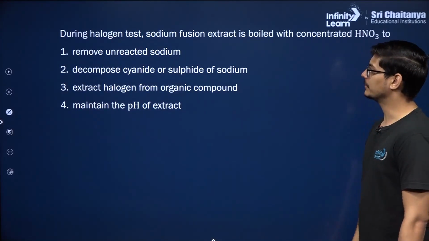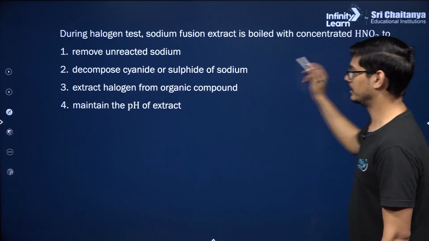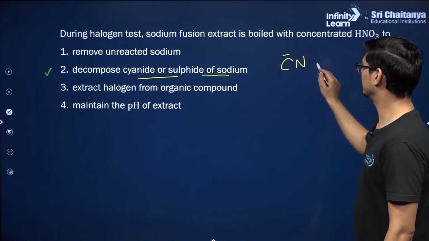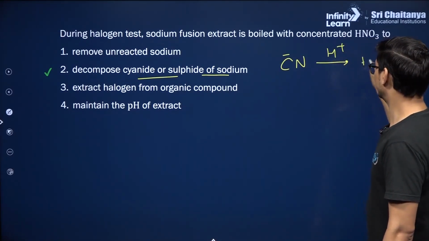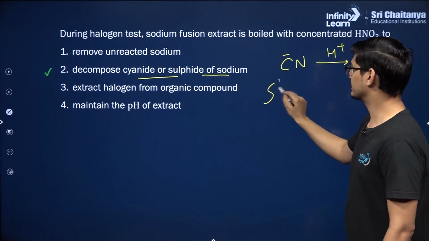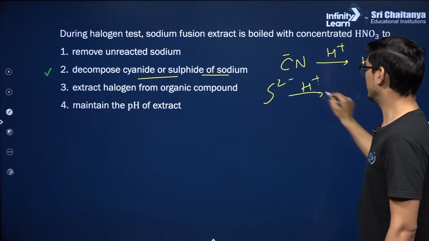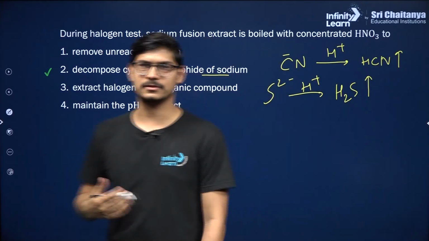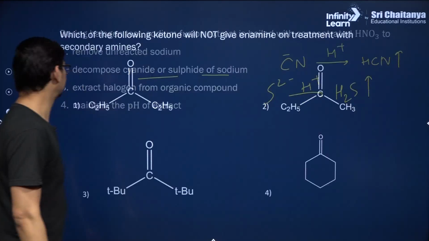During halogen test, sodium fusion extract is boiled with concentrated HNO3 to decompose cyanide and sulfide, right? Because if there is cyanide ion, it will react with HNO3, it will escape as HCN gas, right? And if there is sulfide, then on reaction with nitric acid, it will escape as hydrogen sulfide gas, both of which interfere with the test for halogens.